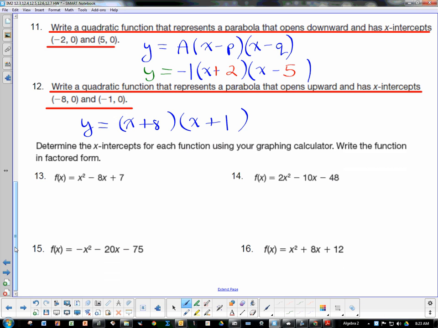Awesome, yes. All right, now, number 13 says determine the x-intercepts for each function using your graphing calculator. Write the function in factored form. So we want to make sure we do this. We want to determine x-intercepts, and we want to use the calculator to do so. Then we want to write this thing in factored form. There's a lot going on here. So they're really teaching you a different approach. They're going to teach you how to factor by using your calculator. We usually don't do this. We do it all by hand. But for you guys, maybe you're lucky, I'm not sure.